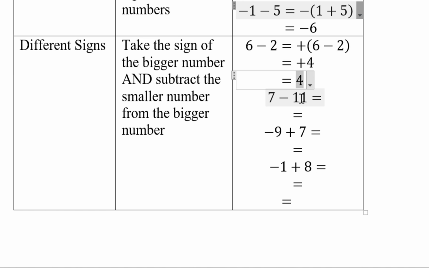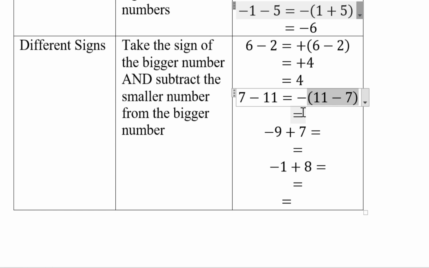7 minus 11. This 7 here has a positive sign. 11 has a negative sign here. So the bigger of these two is 11, which has a negative sign, meaning the answer must have a negative sign. Then take the bigger number, which is 11 minus 7. You will get the answer being -4.